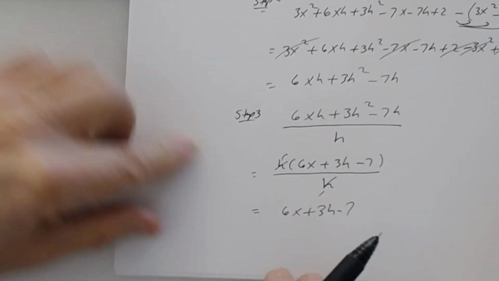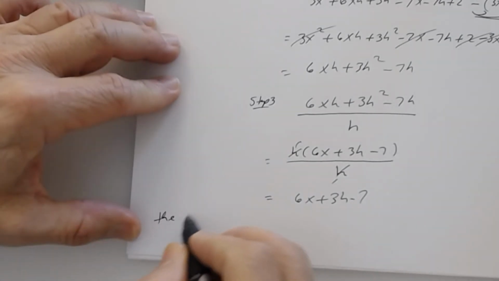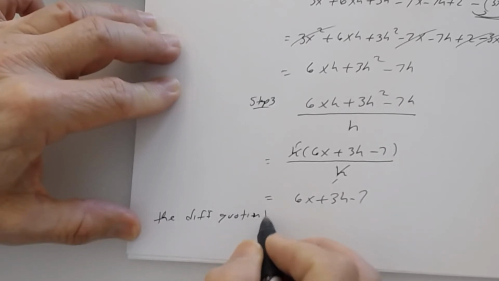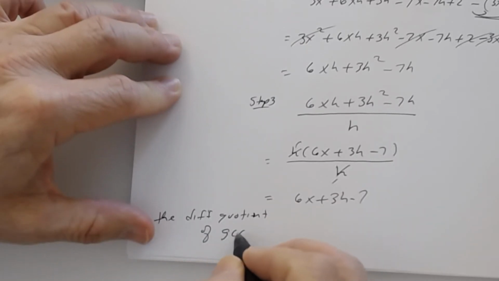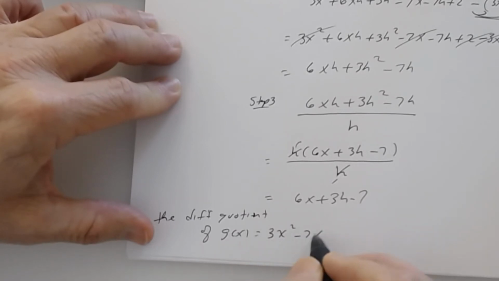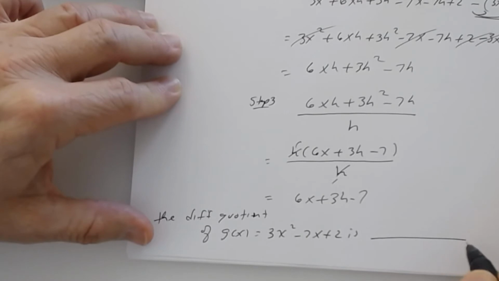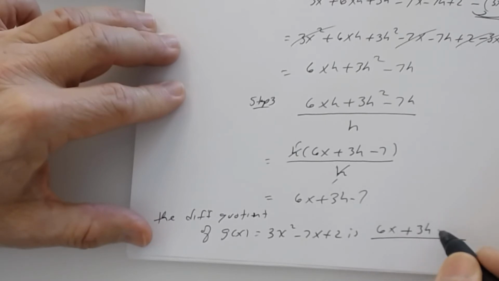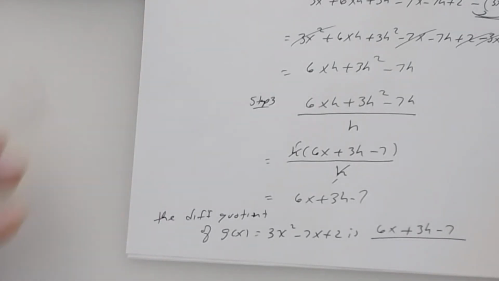So the difference quotient of g of x, which equals 3x squared minus 7x plus 2, is blank. What goes in the blank? 6x plus 3h minus 7. All right. So it's always going to be that way when you're dealing with polynomial functions in the quadratic one.